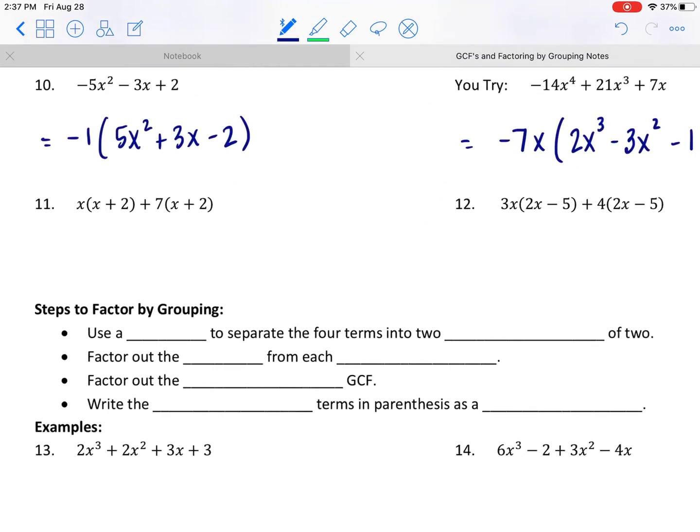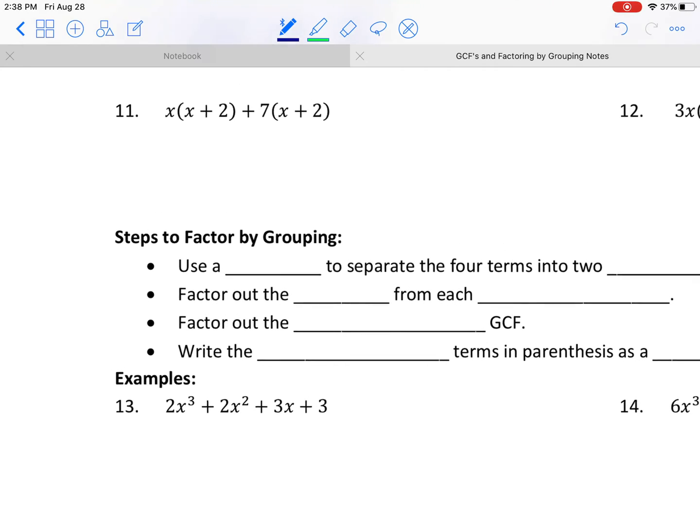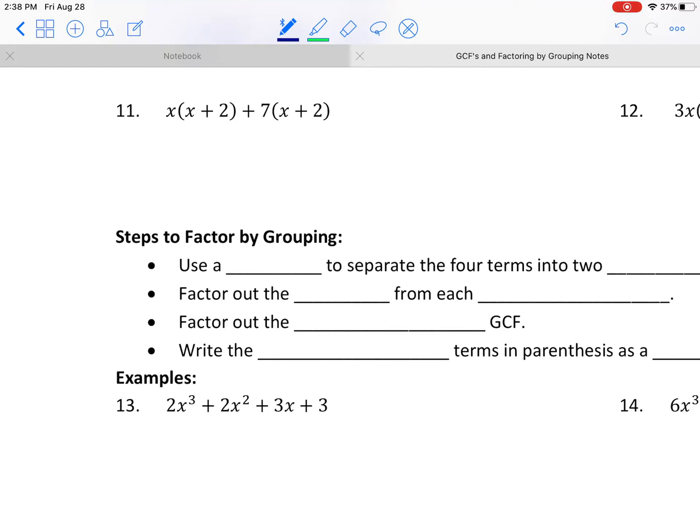Now, numbers 11 and 12 hopefully look a little different to you. If you're looking at number 11, your instincts might be telling you to distribute this back out, right? Give me an x squared here and a 2x here. But that's really not what we're trying to do when we are factoring. Factoring is the opposite of multiplying, right? So even though your instinct might be telling you to multiply this, we are factoring, and that is the opposite of what we are trying to accomplish.